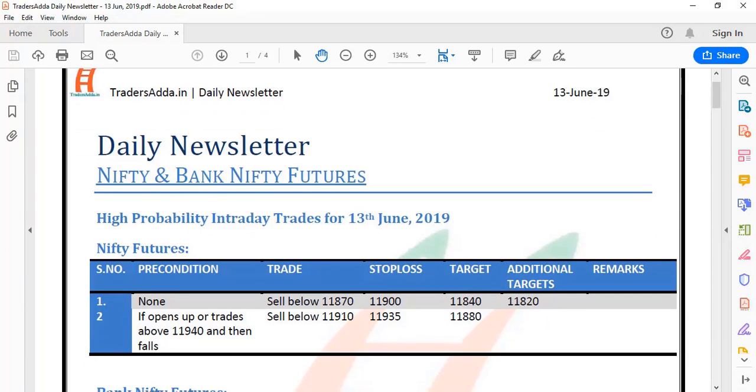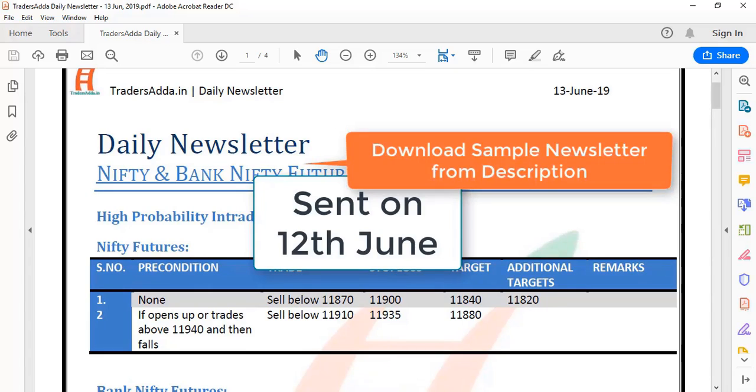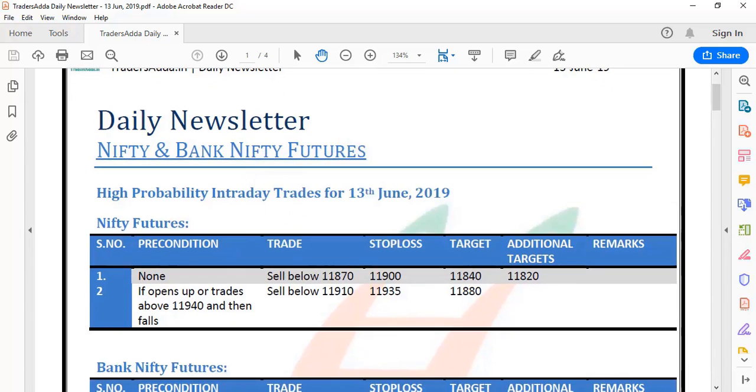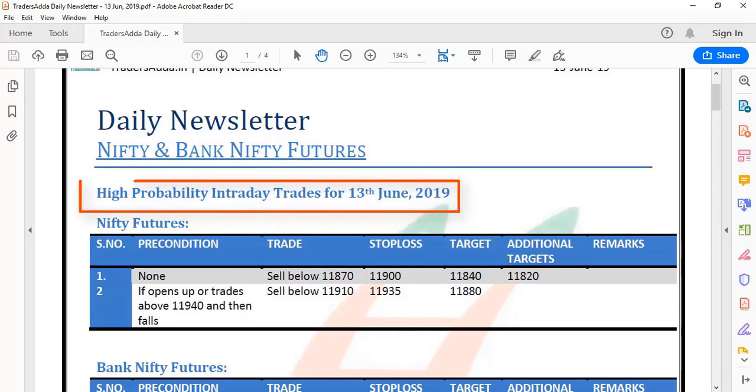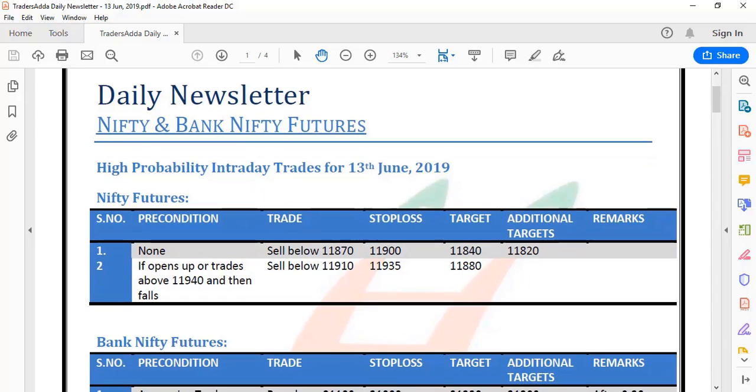We have taken an example of 13th June. This newsletter was sent to all our subscribers on 12th of June, so that before the market opens they know what calls to trade, and at 9:15 AM they can put their orders in the system. If you see the first section of the newsletter, the title is High Probability Intraday Trades. These are the trades that the subscribers have to input in their broker's terminal as a bracket order.